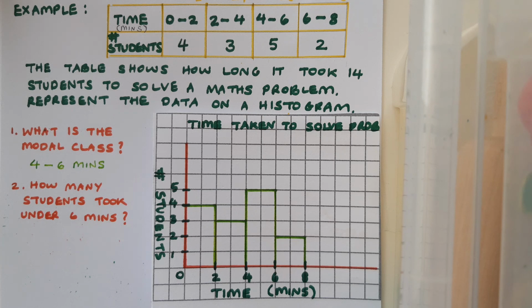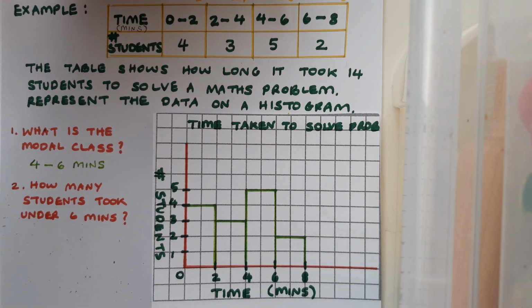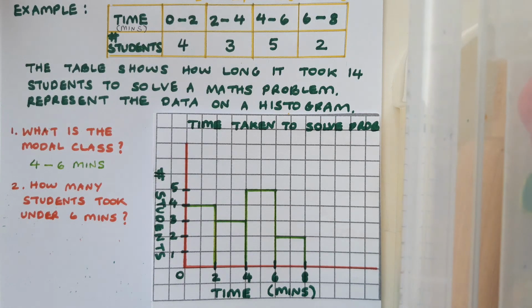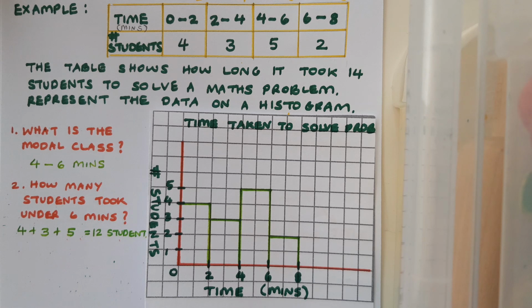We might also be asked questions like how many students took under 6 minutes. Really, I'm looking at my table to answer this question. 6 minutes is here. This group took less than 6 minutes. So did this group, and so did this group. So I should add the frequencies together to get the answer. 4 plus 3 plus 5 gives an answer of 12 students.